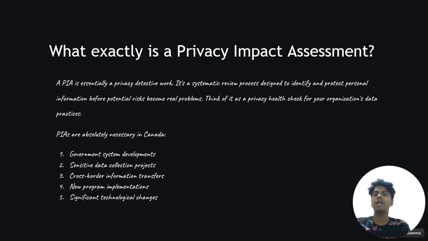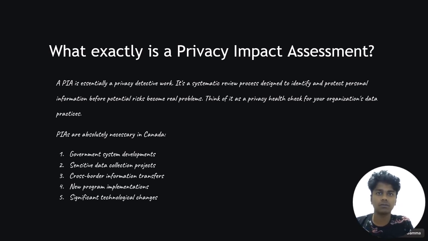In Canada, PIAs aren't just a good idea; they're often a legal requirement for federal institutions. It's mandatory under the Privacy Act. The Treasury Board Secretariat provides clear instruction, and the Privacy Commissioner strongly recommends comprehensive assessments. To break down why a PIA is absolutely necessary in Canada: government system developments, sensitive data collection projects, cross-border information transfers, new program implementation, and significant technological changes.